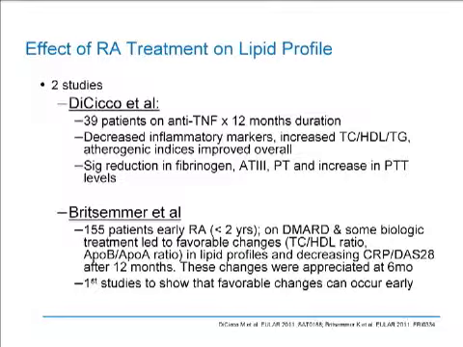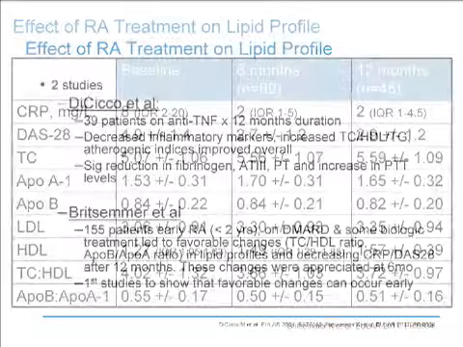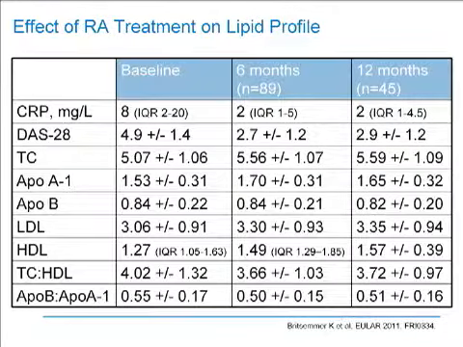In a little bit larger study by Fasenmyer, 155 patients with early RA, defined as less than 2 years, on some DMARDs as well as some biologic therapy, had favorable changes of the lipid profile and decrease in the CRP and DAS28 after 12 months. These changes were appreciated at 6 months as well. So this is one of the first studies, and I thought this was interesting in that it showed some favorable changes early on.